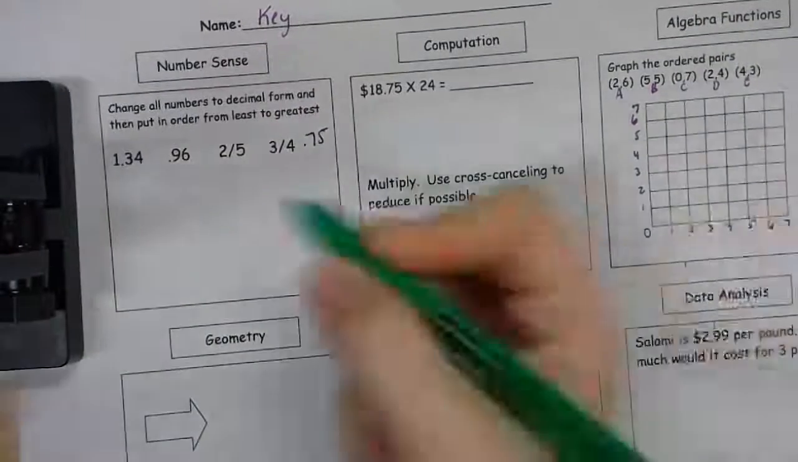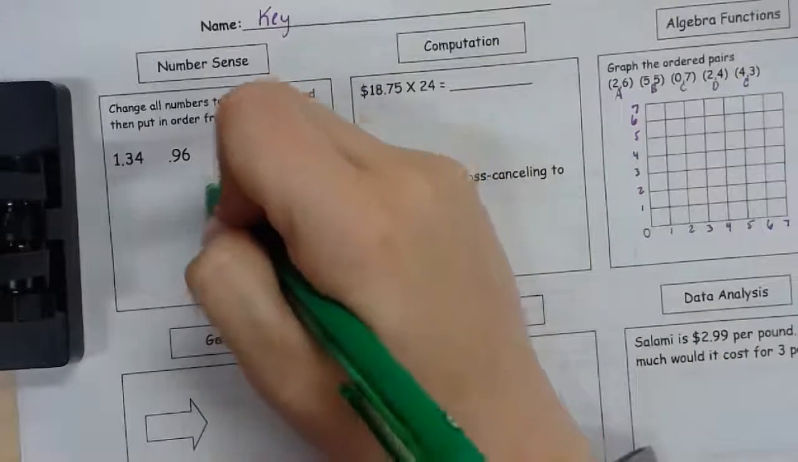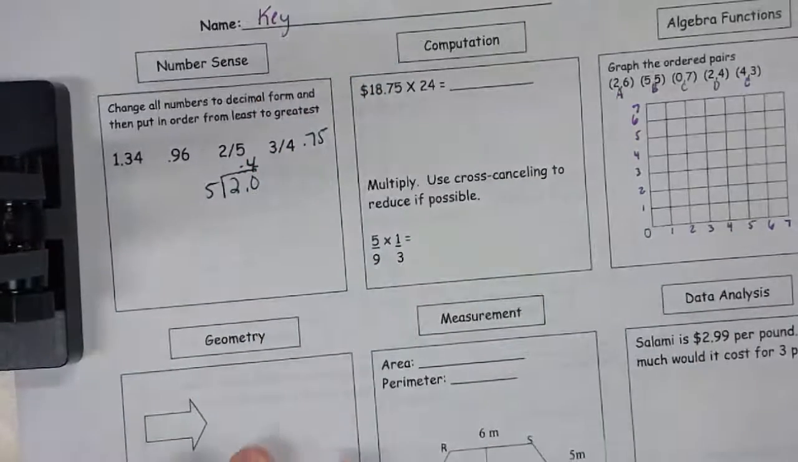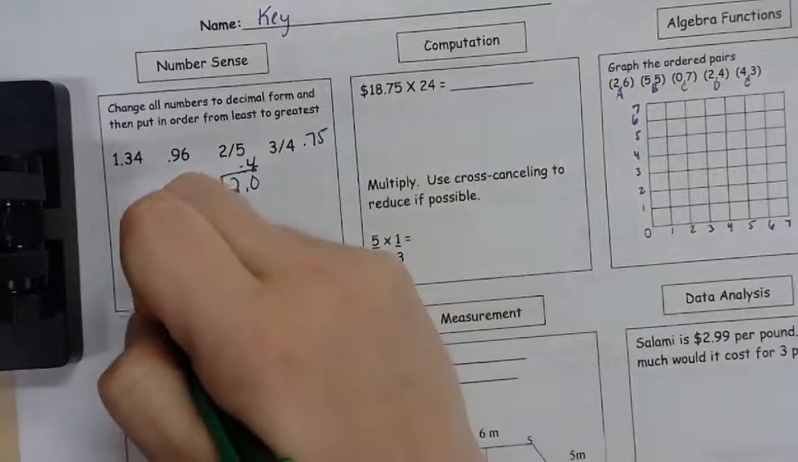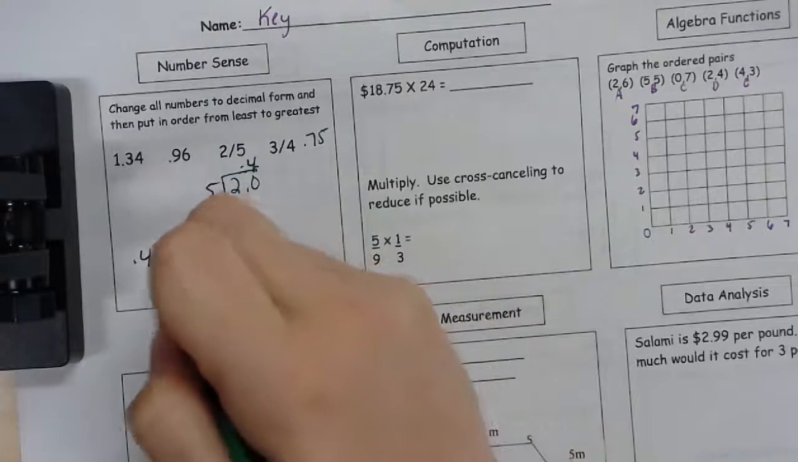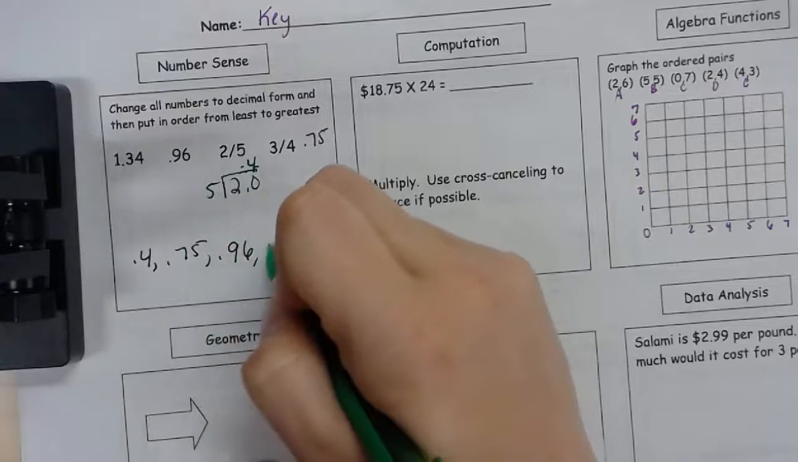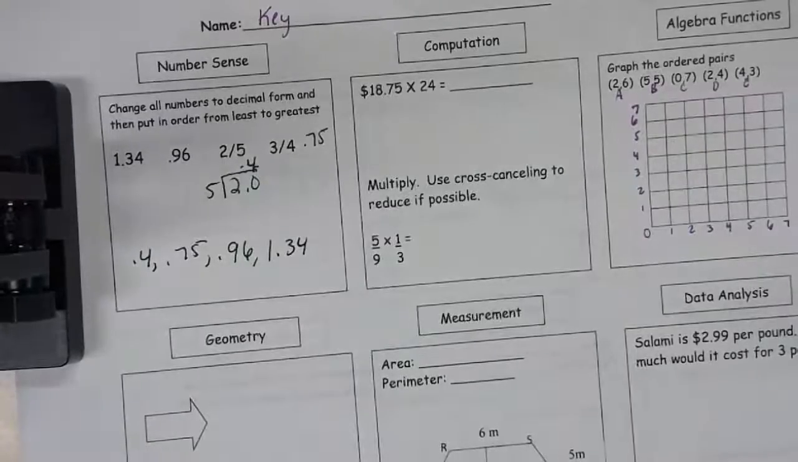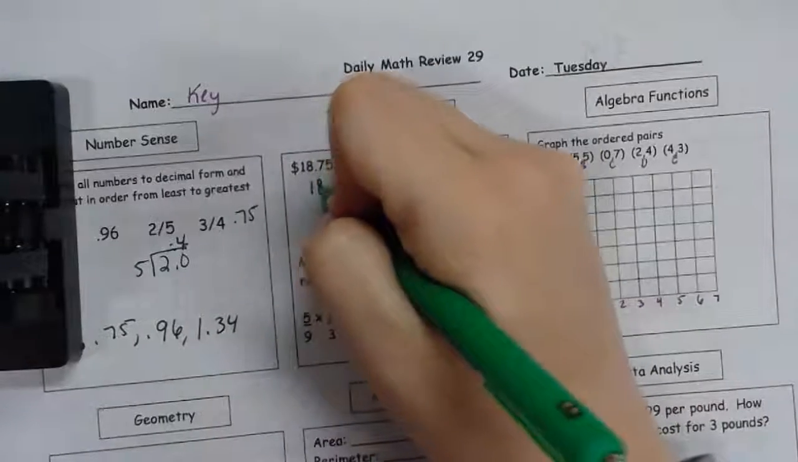But 2/5 is one that you probably don't have memorized. So 2 divided by 5 is 0.4. So now I know that my order is 0.4, 0.75, 0.96, and 1 and 3400ths. And that's my order. The computation box, we've gone back to multiplying by decimals to help us remember.